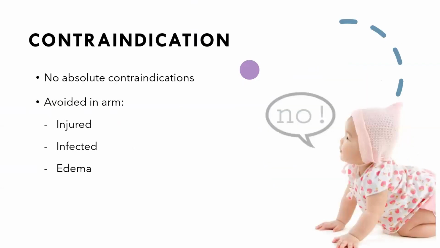Next. So there is no absolute contraindication in venipuncture, but it should be avoided in an arm that is injured. Could be there is an inflamed fracture, or there is a burn. Could be an infected arm or edematous arm. So it also needs to be avoided at a previous venipuncture site or any sclerosed vein.